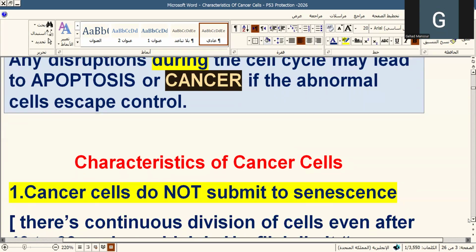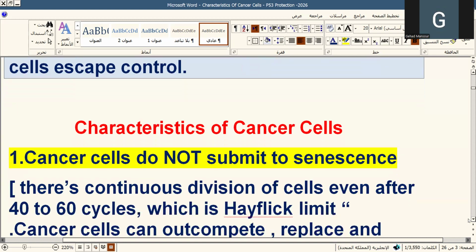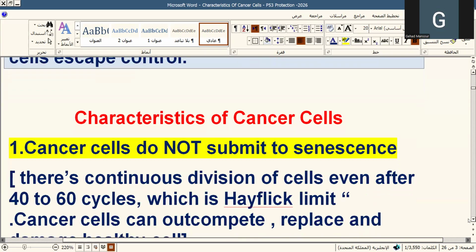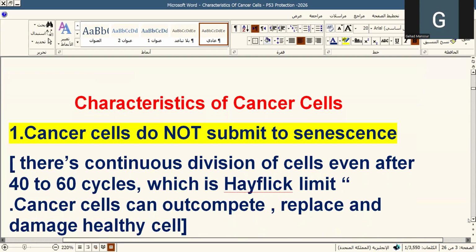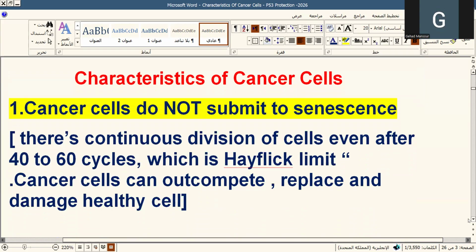cause cancer. But cancer is not only about allowing abnormal cells to divide, it's also about the capacity of the cancer cells to divide very rapidly and to breach and break all the fundamental rules in the cells that are protective. And in this part of the video, we are going to mention some of the characteristics of cancer cells. The first very famous characteristic of cancer cells is that cancer cells do not submit to senescence.